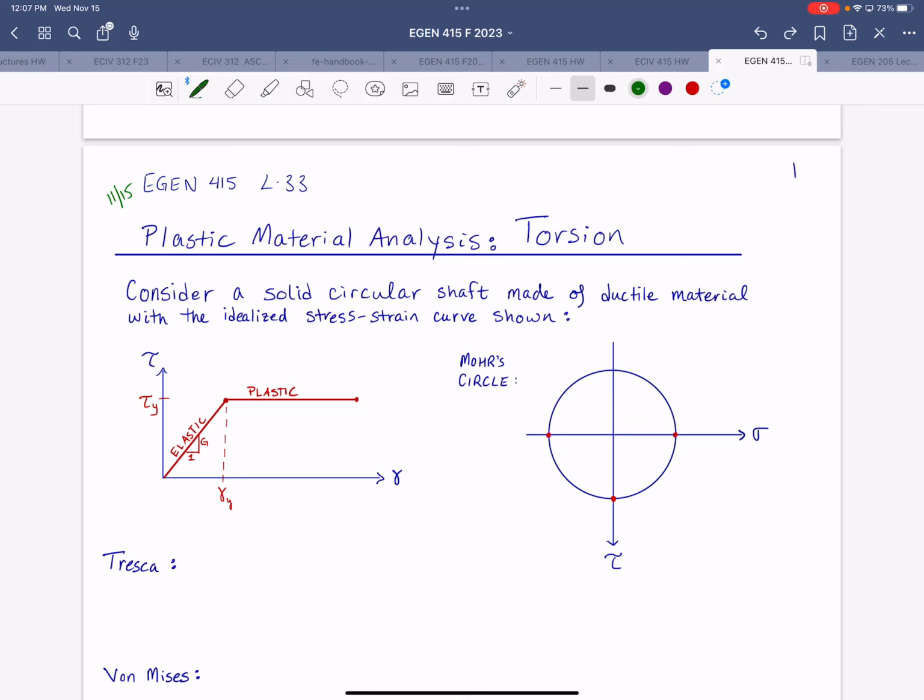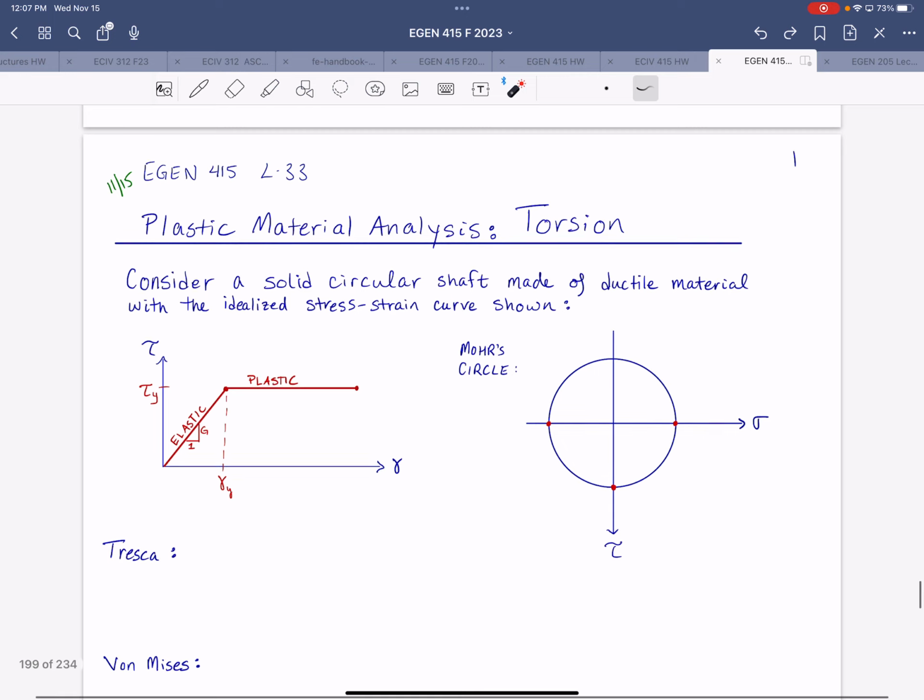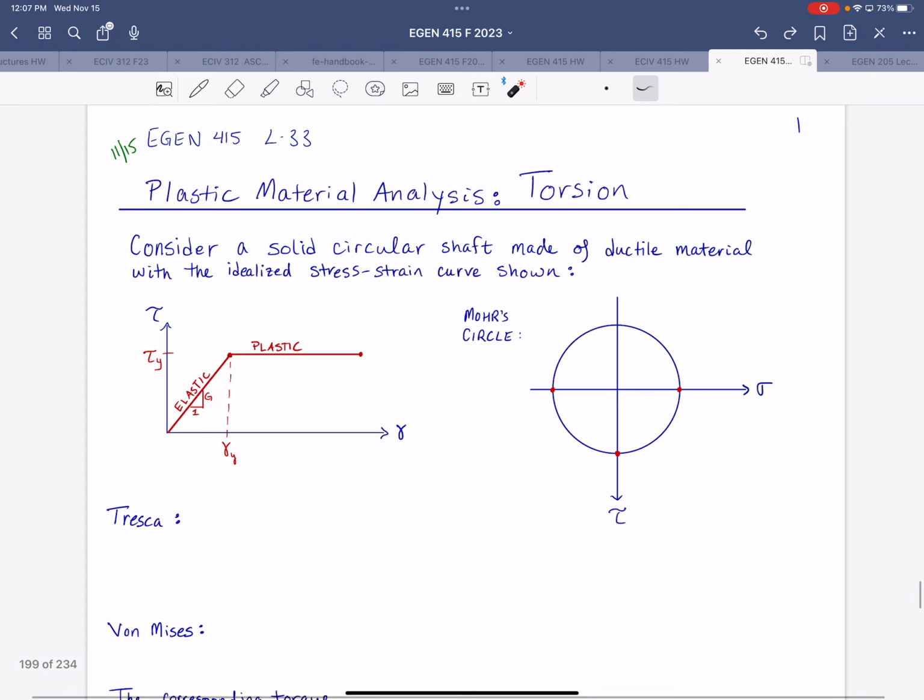So we've been talking about plastic behavior of beams and frames, and looking at collapse mechanisms and things like that. When it comes to torsion, we have to go back to our stress strain curve. We're going to go back to that initial concept where we introduced the idea of plastic behavior, but now we're just going to do it in the context of torsion.